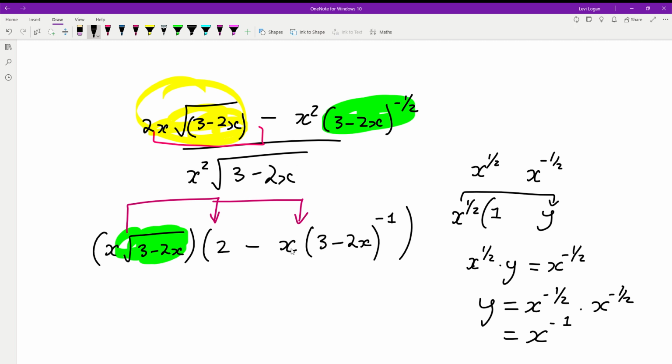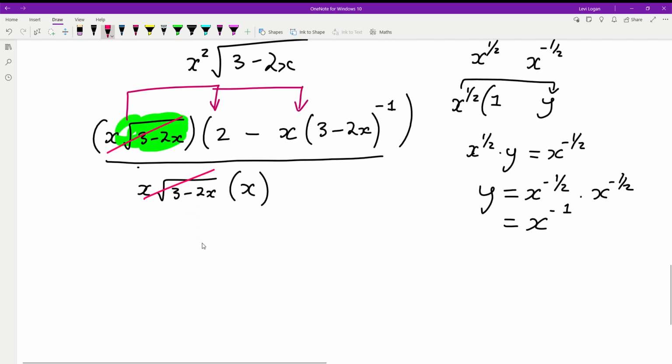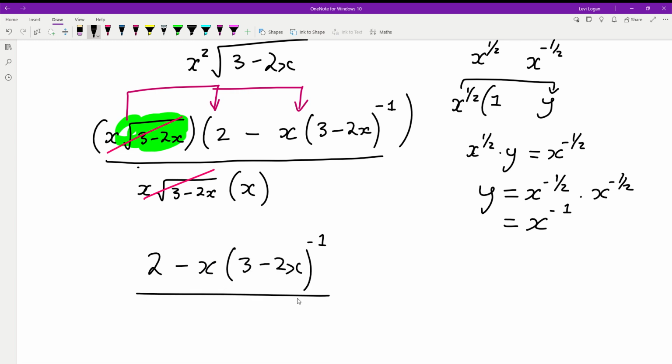Because if you had x times x, that gives you that x squared there. Then you have a square root times by the negative half. You have to add the indices, so that gives you that negative a half. Hopefully that makes sense. If it doesn't, try and leave something in the comments, and I'll try a better way to explain it. Then we can factor out this on the bottom as well. So x square root 3 minus 2x, and we'll just have x here. And we can see that cancels fully with that because of the multiplication. So what we have is 2 minus x on 3 minus 2x to the power of negative 1 on x.